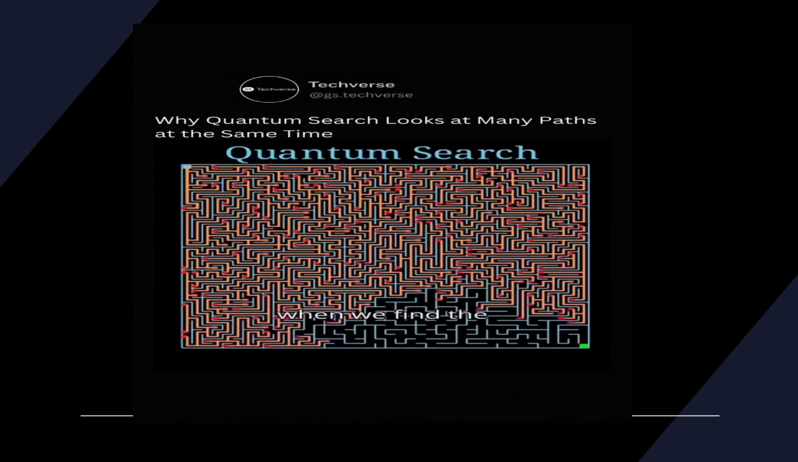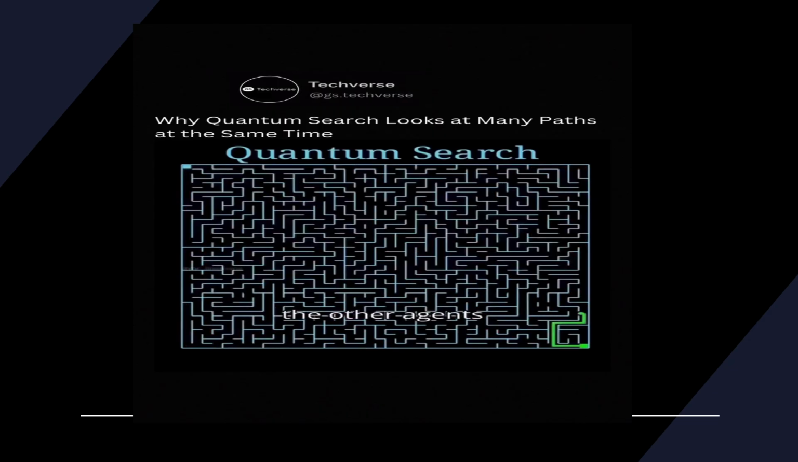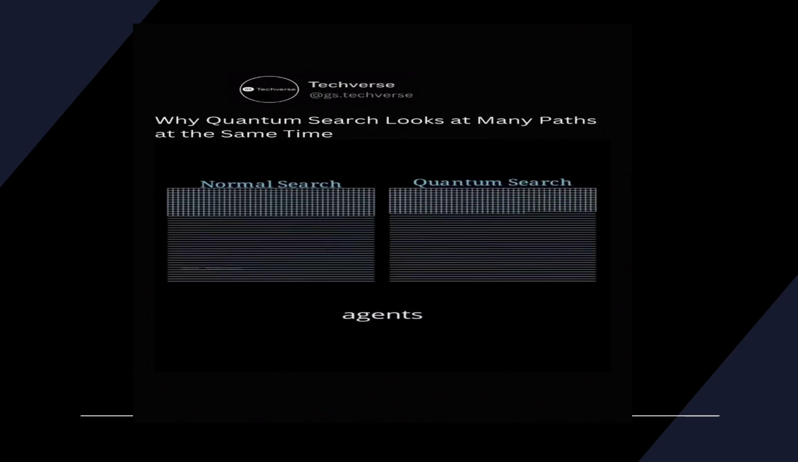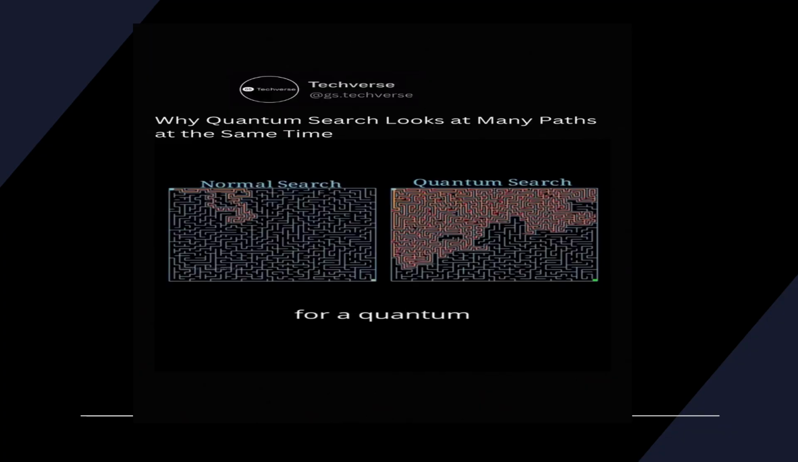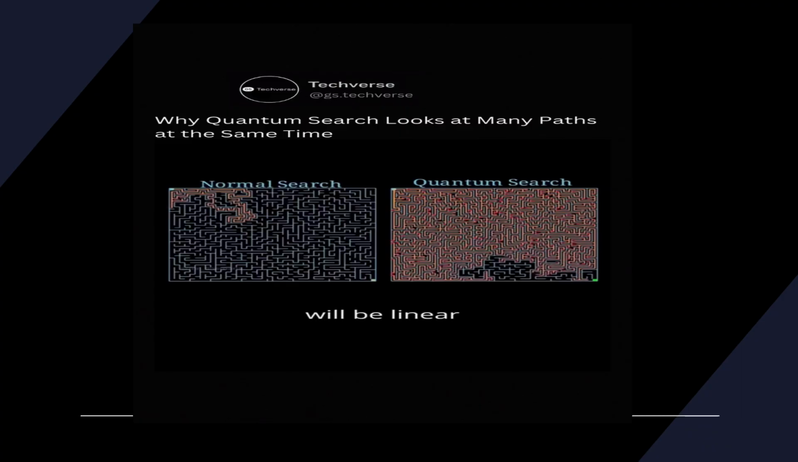At the end, when we find the solution, all the other agents disappear, and the real existence of the agent is at the destination. It's strange, but that's how quantum computers are going to work. When we compare the agents, we can see that quantum computers can easily win. Even with an increase in problem size, the complexity of the problem for a quantum computer will be linear.